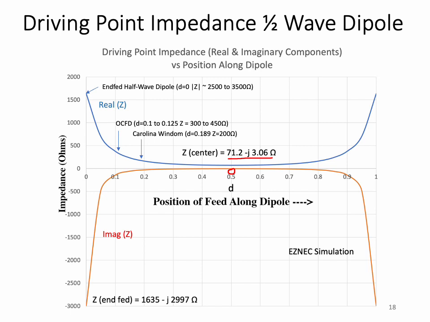As we move away from the center of the antenna, the impedance, both real and imaginary components, start to increase. So the real component is increasing and the imaginary component is increasing in a negative direction. When D is equal to 0.189, the magnitude of the impedance is roughly 200 ohms, and this feed point is used along with a 4-to-1 balun to drive what is commonly known as a Carolina Windom antenna. Moving further toward the end, at positions between 0.1 and 0.125, the impedance varies from roughly 300 to 450 ohms, providing a decent match to twin lead, and this is sometimes called an off-center fed dipole.